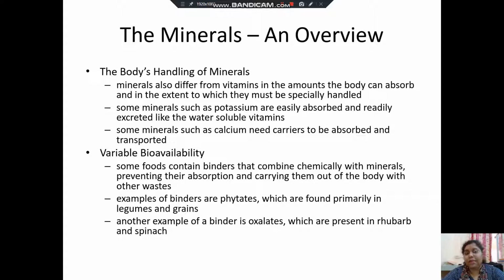Now comes the variable bioavailability. Some foods contain binders that combine chemically with minerals, preventing their absorption and carrying them out of the body with other wastes. Examples of binders are phytates, which are found primarily in legumes and grains. Another example of a binder is oxalates, which are present in rhubarb and spinach.